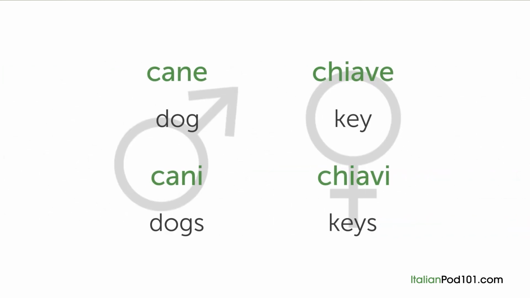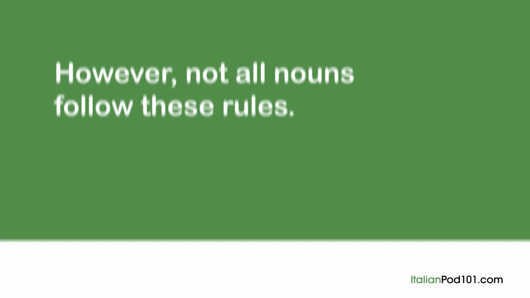Finally, there are also nouns ending in E. Both masculine and feminine nouns that end in E form the plural by changing the final vowel to I. Let's take cane, for example, which means dog, and is masculine. The plural form is cani. Similarly, the plural of chiave, a feminine noun meaning key, is chiavi.